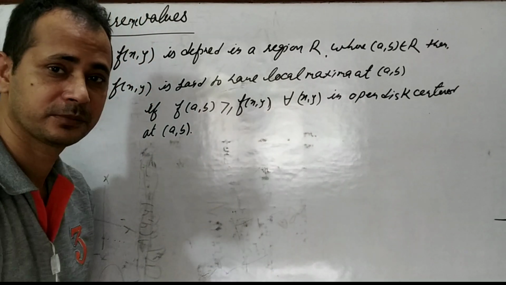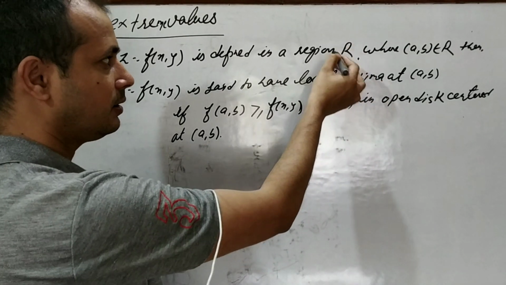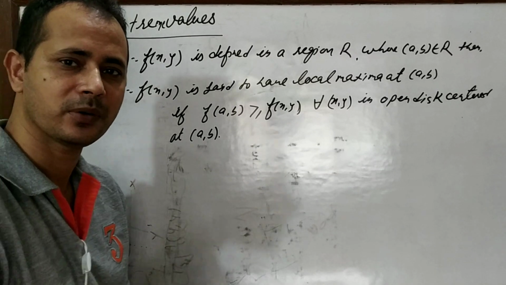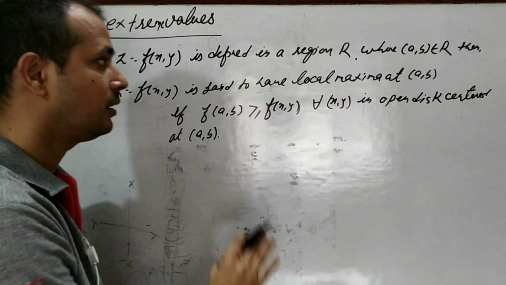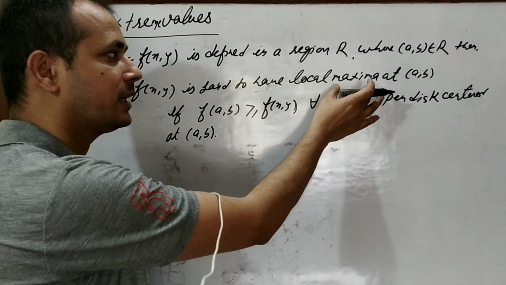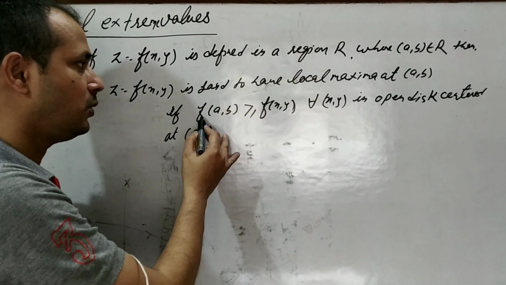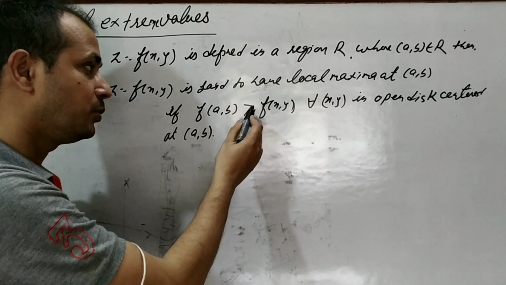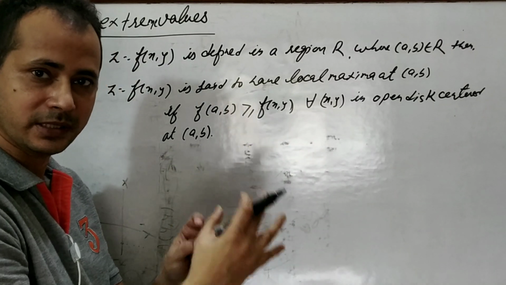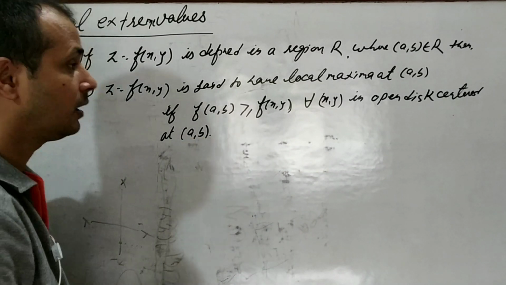What does it mean? If a point (a, b) is in the region R where the two variable function z equal to f of x y is defined, then f of x y is said to have the local maxima at that particular point (a, b) if the value of f of (a, b) is more than or equal to all the values of f of x y within the disk whose center is (a, b).